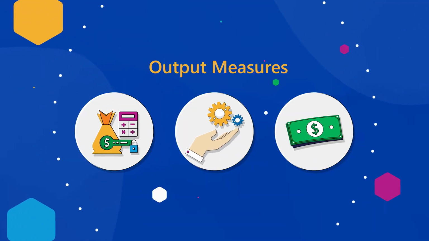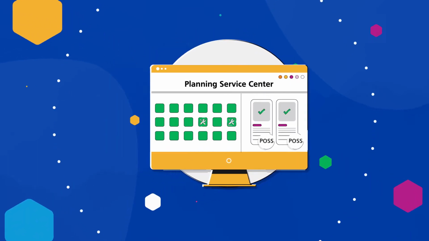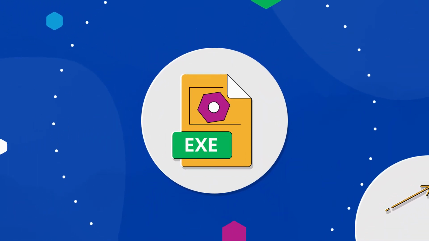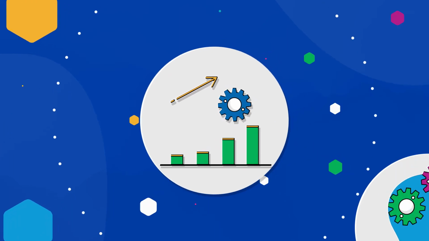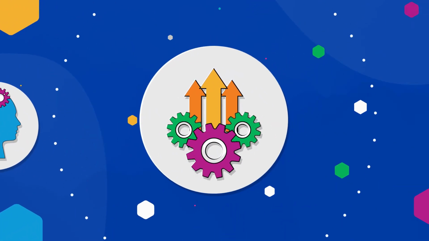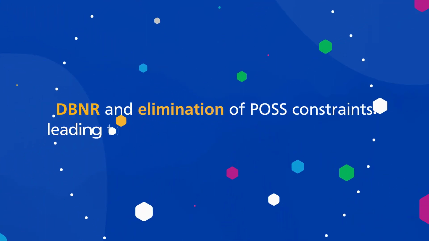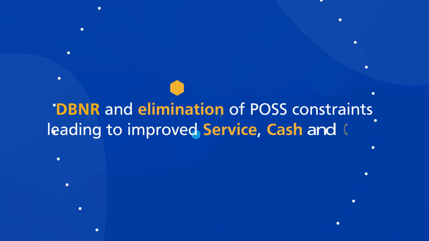The output measures of service, cost, and cash will improve. And as the capability of the organization and stability of the lines improves, we will see a reduction of MPS misses, continuous improvement from the firm zone and DBNR, and the elimination of POSS constraints leading to improved service, cash, and cost.